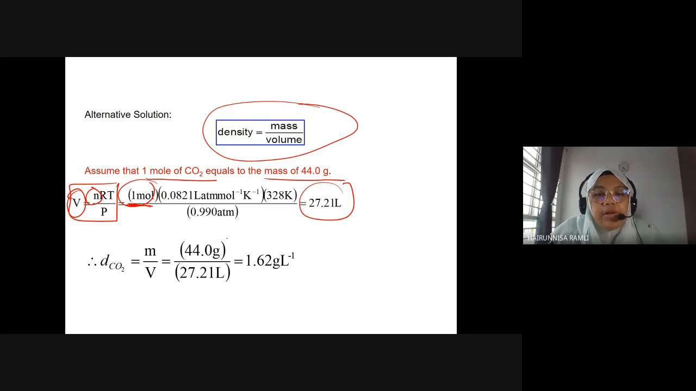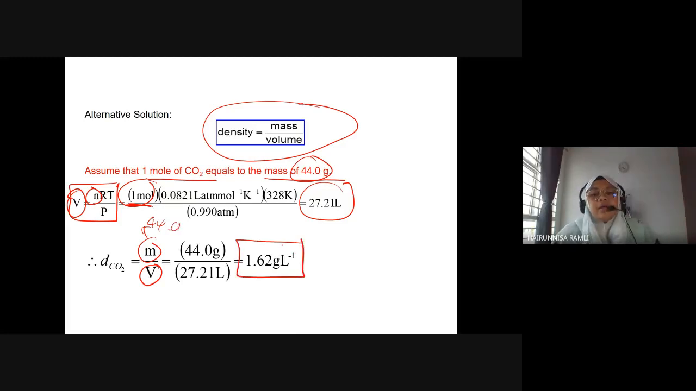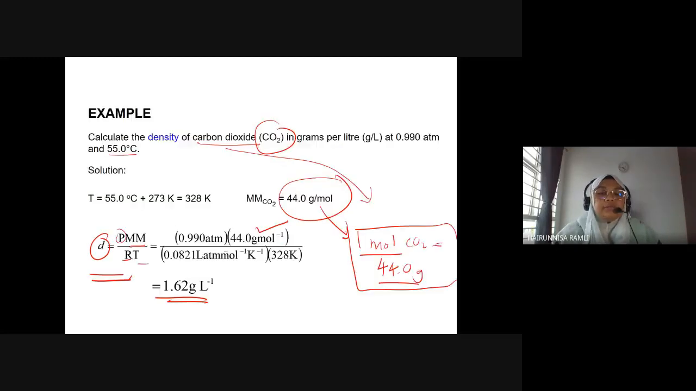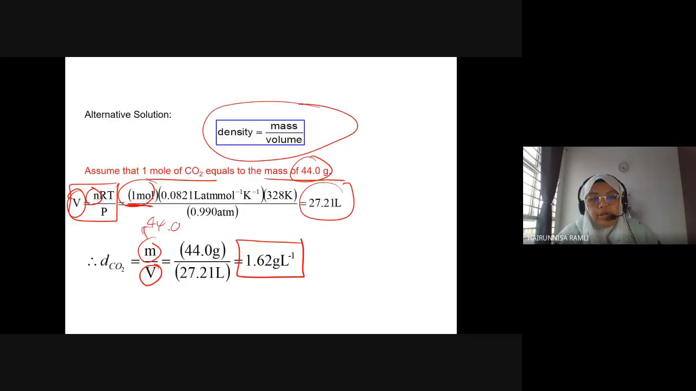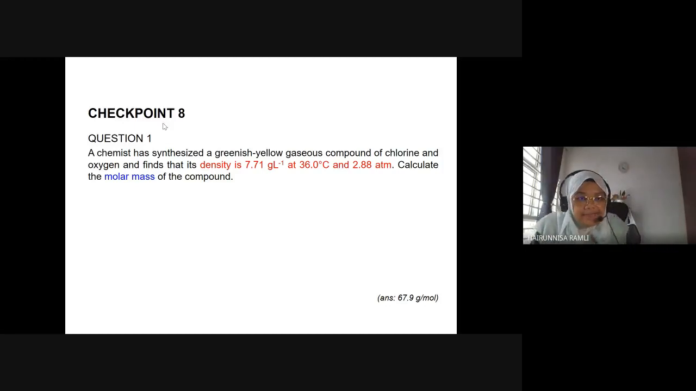So the volume here is 27.2. M earlier, because we assumed one mole weighs 44, that's why we put M as 44. Then you get the same density. Okay, so clear? If you don't remember the formula, you can also use this one. But for this one you have to add this assumption, and you must remember the formula for density. Okay, try answering this.